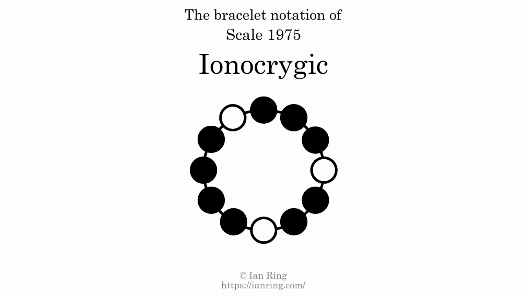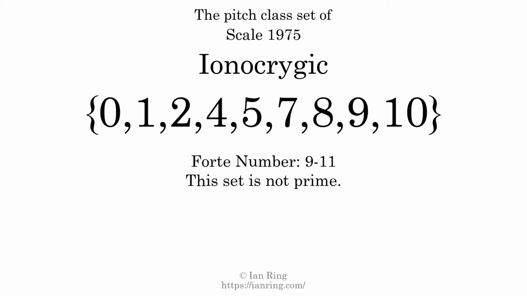This is a bracelet notation diagram of scale 1975. The shaded circles represent tones that appear in the scale, and they are read clockwise, starting at the top. The pitch class set for this scale is 0, 1, 2, 4, 5, 7, 8, 9, 10. The forte class is 9-11. This set is not prime.